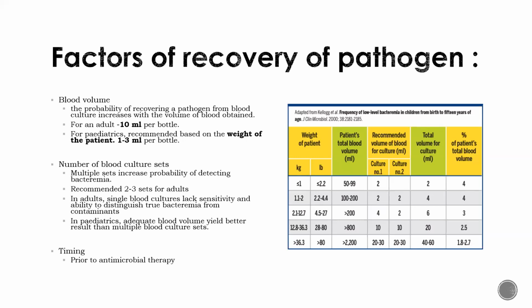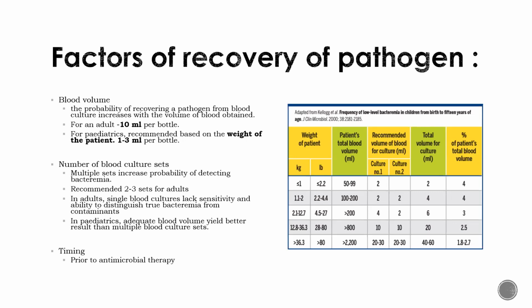Like in the diagram that I provided, this is the recommendation. For less than 1 kilogram, the recommended volume of blood culture is a maximum of 2 mils. If the weight is like an adult, more than 36 kilograms, then we can collect more than 20 mils, 20 to 30 mils.